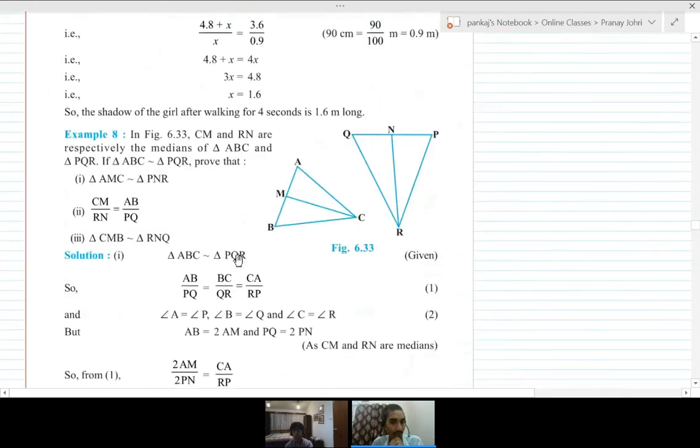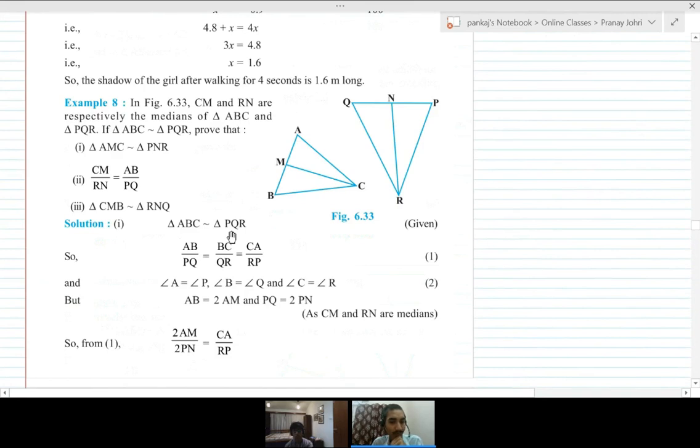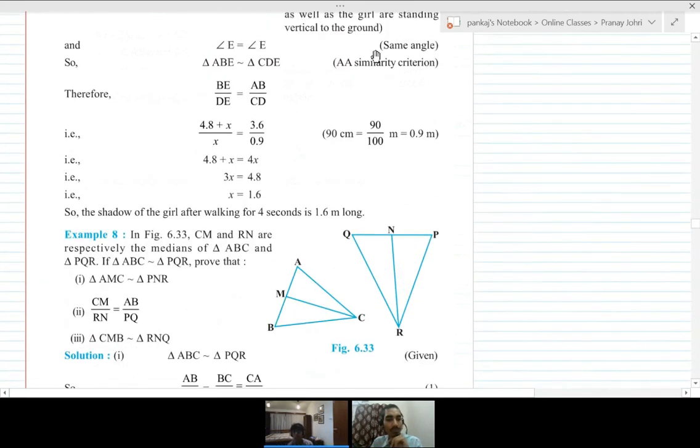Okay. Let's go to example 8. In figure 6.33, CM and RN are respectively the medians of triangle ABC and PQR. If ABC is similar to PQR, prove that AMC is similar to PNR and CM by RN is equal to AB by PQ. And CMB is similar to. So CM and RN are the medians of ABC and PQR.